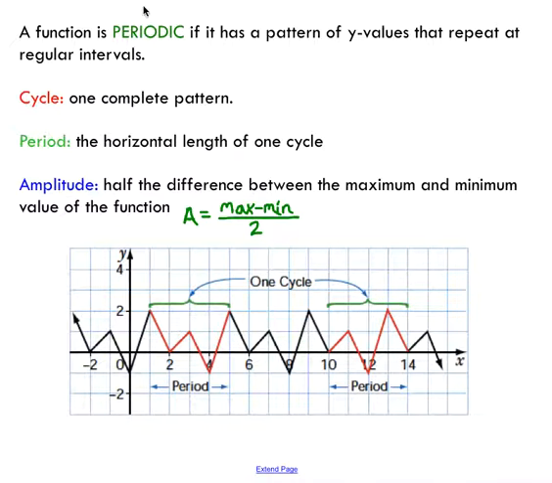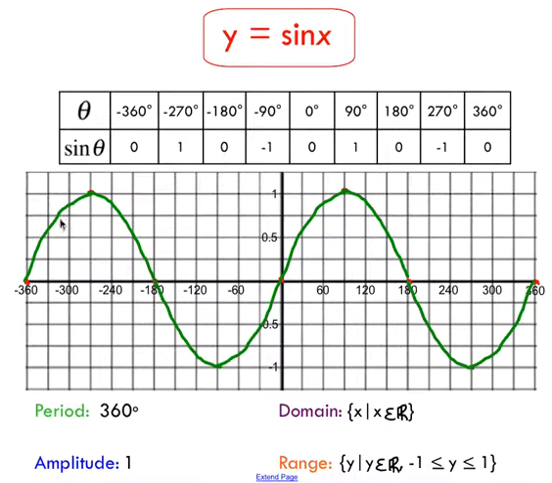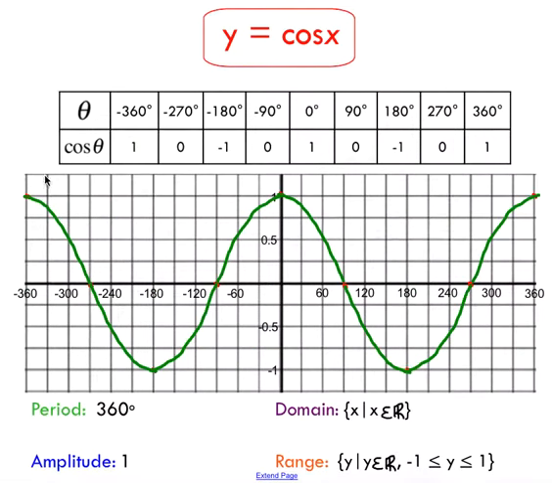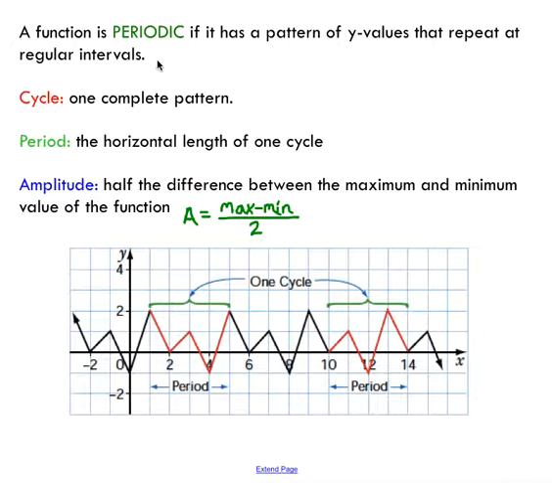So a function is considered periodic if it has a pattern of y values that repeat at regular intervals. So we saw that when we graphed sine and cos, we have this repeating pattern as we move from left to right, and that happens for the graph of cos as well. Sometimes sine and cos are referred to as sinusoidal functions. Sinusoidal also means periodic, any function that repeats in a regular interval.